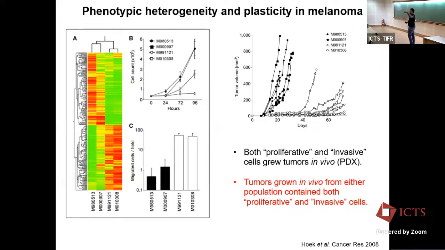Okay? So which means that this property of transitioning from state A to state B, either in presence of drug or in absence of drug, is seen both in vitro and in vivo, and no state is a so-called permanent state per se, right? So both of them can grow tumors, and also you can see heterogeneity here.